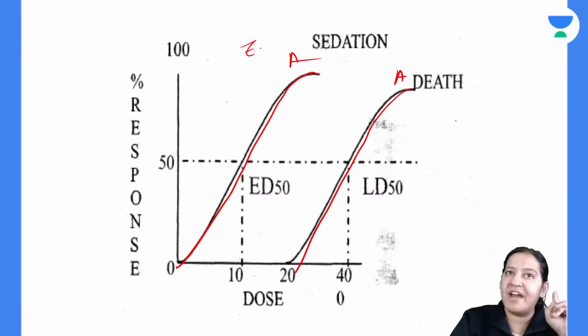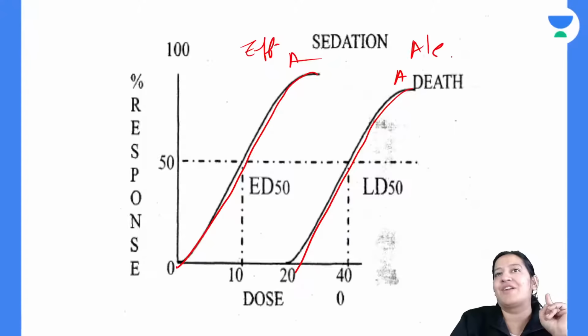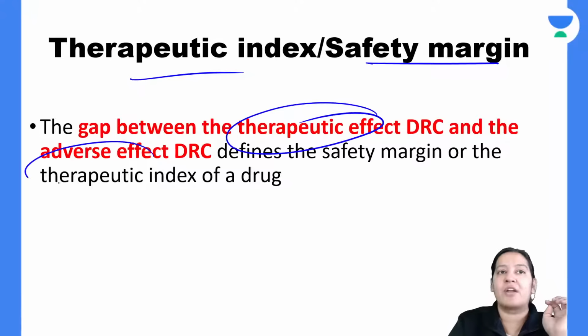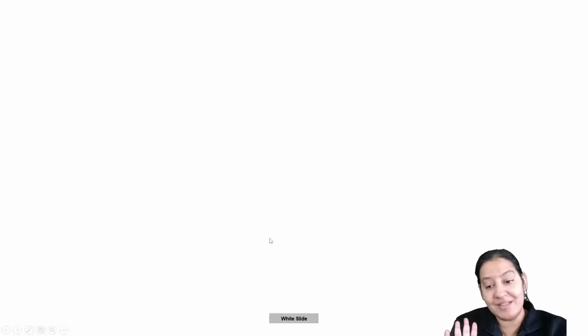One DRC is effect of the drug. One DRC is adverse effect of the drug. One is the therapeutic effect of the drug. One is adverse effect of the same drug. It is the same drug. It is not two separate drugs. Please understand this concept first.